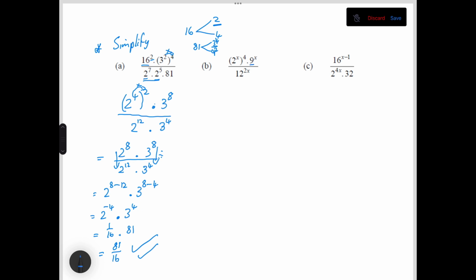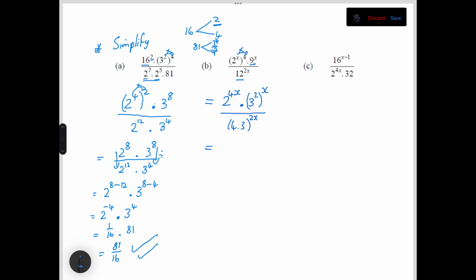So now here we can see we have a 9 base and a 12 base. So we're going to change it to smaller bases. We have a power to a power, so we know that we need to multiply. So it's going to be 2 to the power of 4x times 9 can be written as 3 to the power of 2. It's going to be written as 3 to the power of 2 to the power of x over 12, which can be written with two bases. So it's going to be 4 and 3 to the power of 2x.